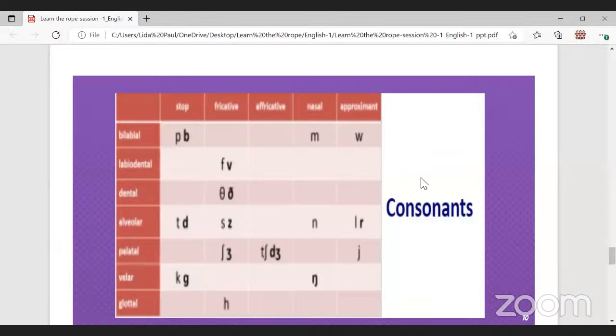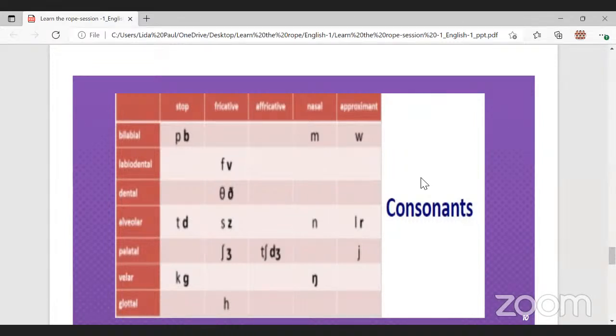w. Now, this is different from the v because that v is when your upper teeth touches the back side of your lower lip, okay? As in van, okay? Bring the tip of your upper teeth in touch with the back side of your lower lip and say van. So the v represents that sound, okay? Labiodental, we call that the labiodental sound. So both f and v, okay, involve both your lips and your teeth.